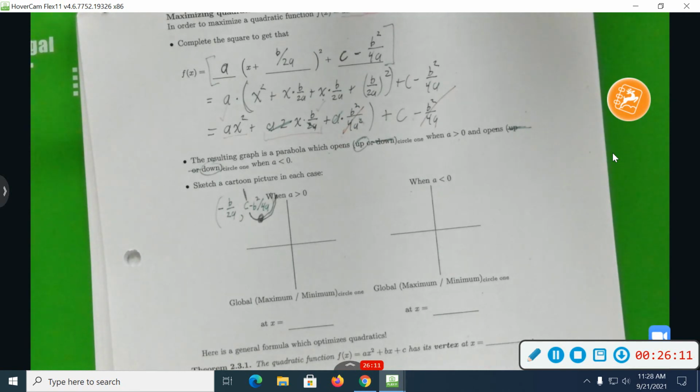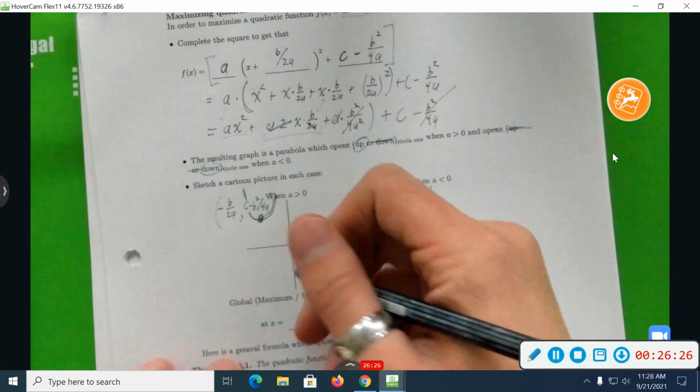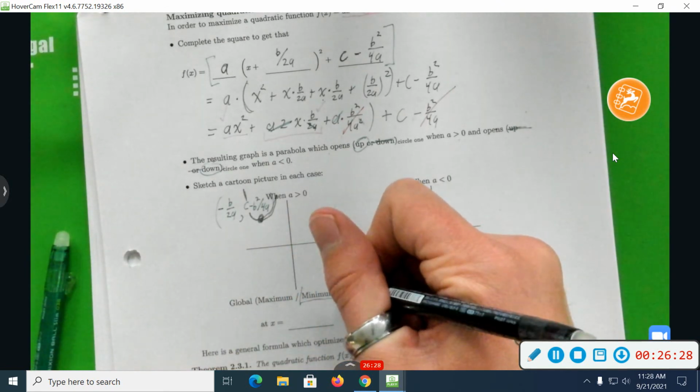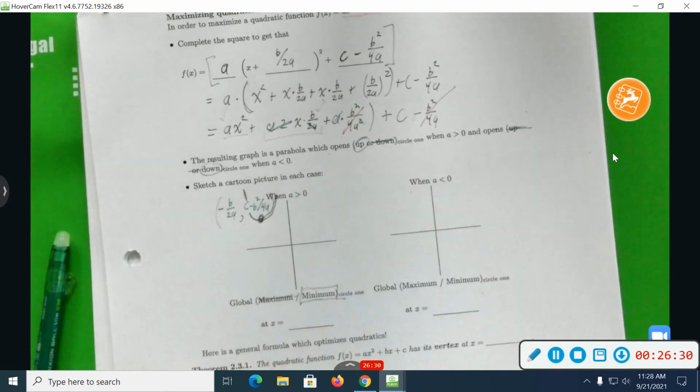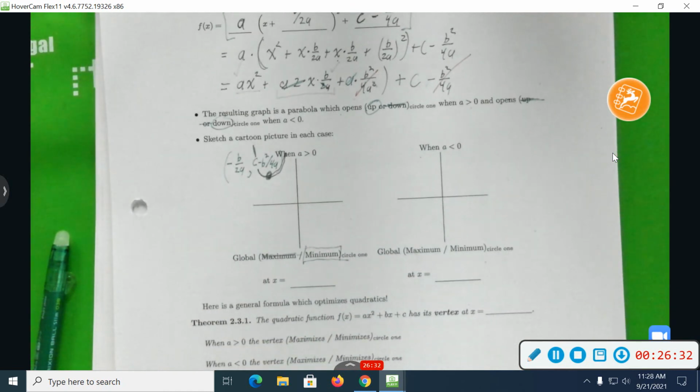Let's read some things off from the graph. So if you look at this graph, would you say this has a global max or global min? Global min, right? As x goes off either way, the y values will keep going up. So it's got a global minimum. And let's not worry about the y value right now. What is the x value that produces that global minimum?